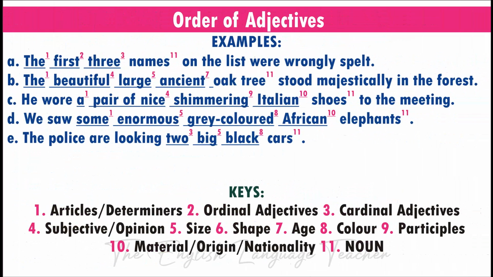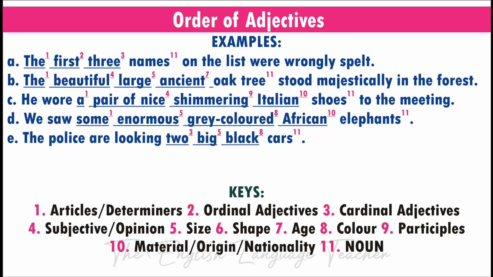Now on this page, we are going to look at how adjectives are arranged. We have 5 examples there that will guide us through. Let's see the sentence in example A. The first 3 names on the list were wrongly spelled. Now, if you look at it, I use those numbers as the key just below the page, and we have those numbers on each of the adjectives to guide us. There is number 1, that is an article.